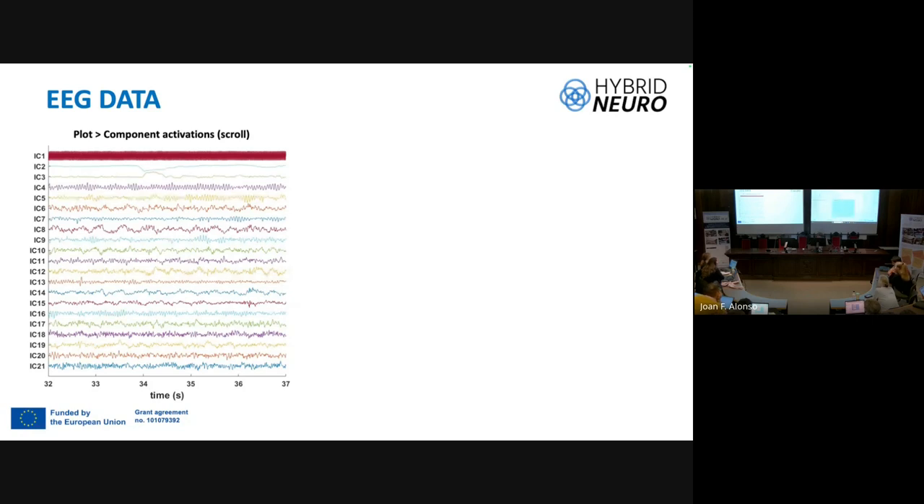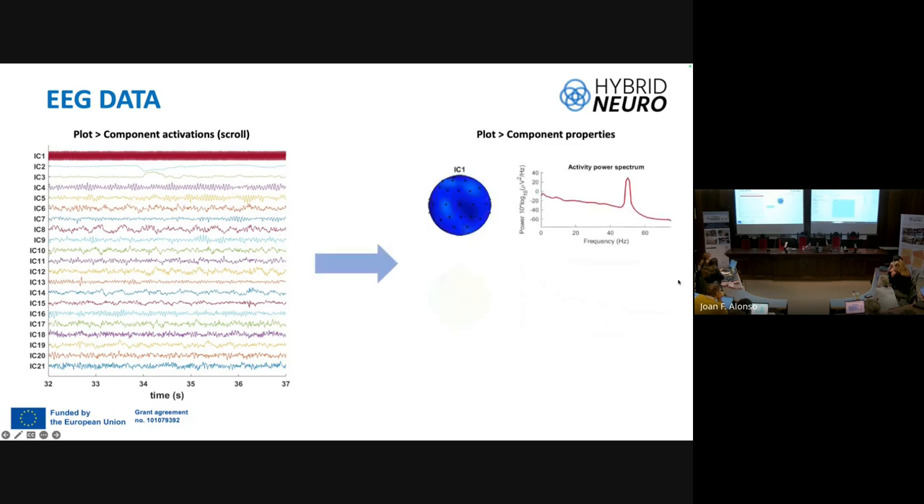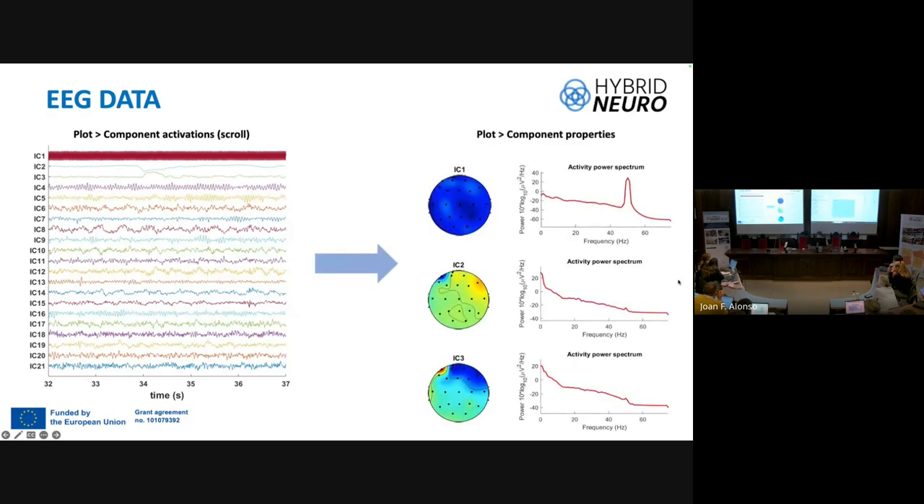In this case, we can observe the spectrum and the spatial topography of the first three components. Let's do it: we can go to plot, component properties. Now I will plot here the graphics for the first component. This is the first component, and as I suspected, it has a lot of 50 hertz.